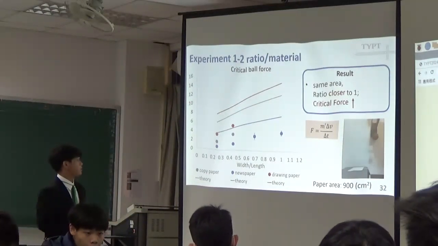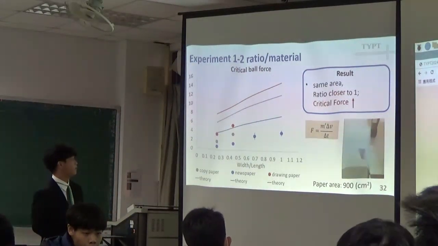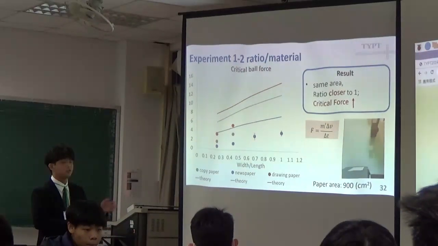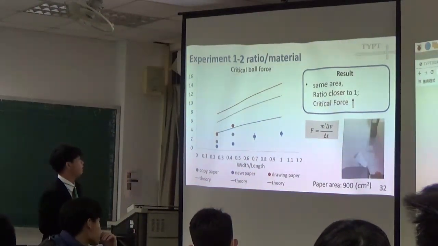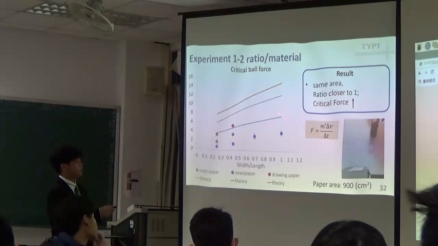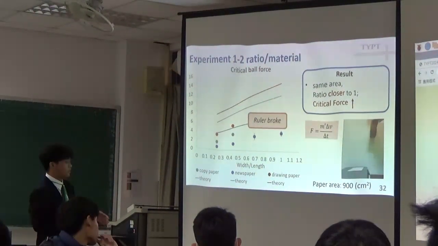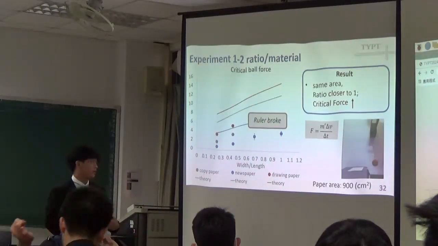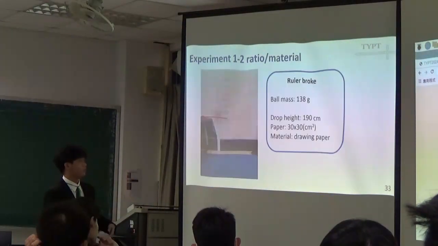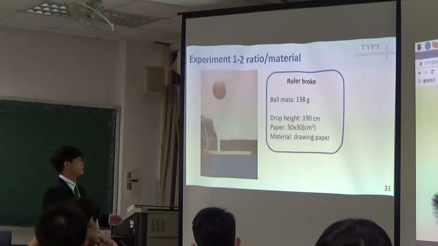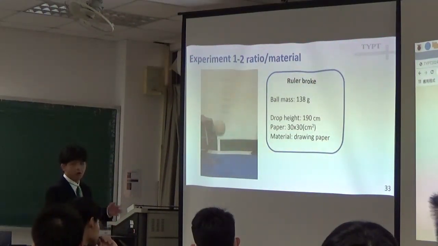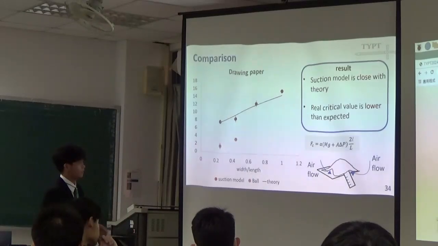And here is our experimental data. You can see that the trend is also similar to the suction force. However, there's a blank right there. There's no data, and this is because the ruler broke. In my experiment, the critical force is much bigger than the ruler can bear. Like this, the ruler will break. So we cannot get the real critical value in this situation.